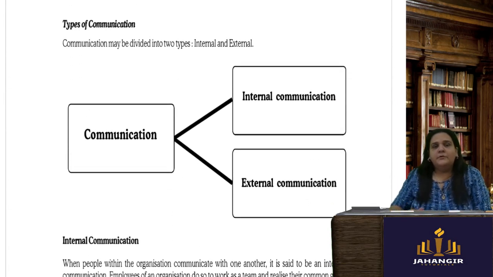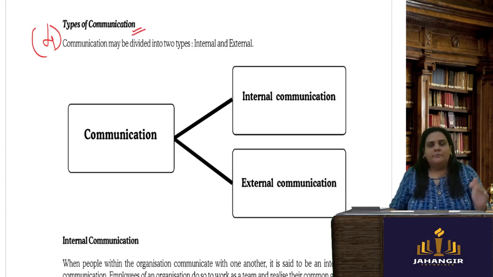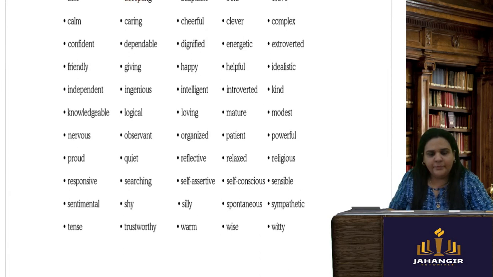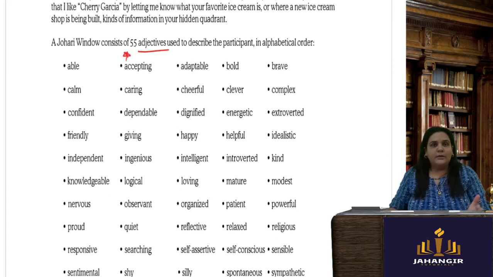Then I'm going on to the next topic, that is topic number 4 for us: types of communication. Now, until here, until the Johari window, is there anything you have not understood? Do you need more clarification, or should I move ahead?